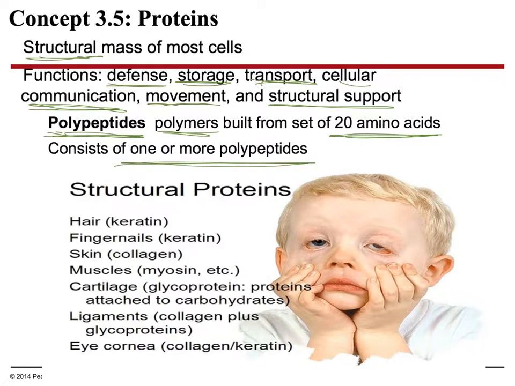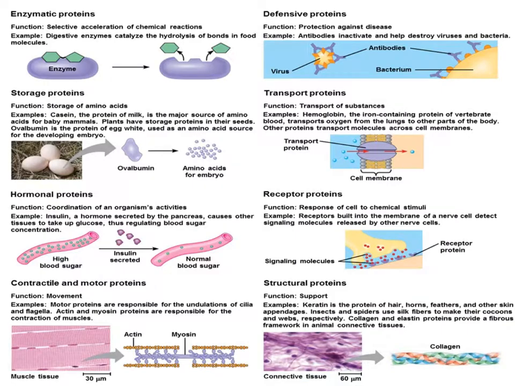So again, when we talk about proteins, we're really talking about structure. So hair, skin, muscles, ligaments. The body parts are mostly protein, and so we say that protein leads to the structural mass of most cells, and has many different functions.